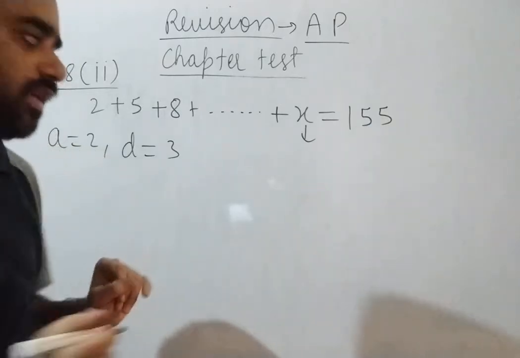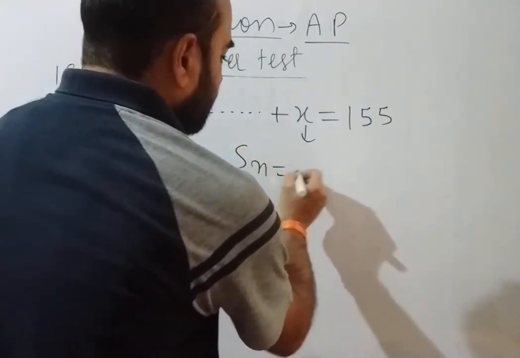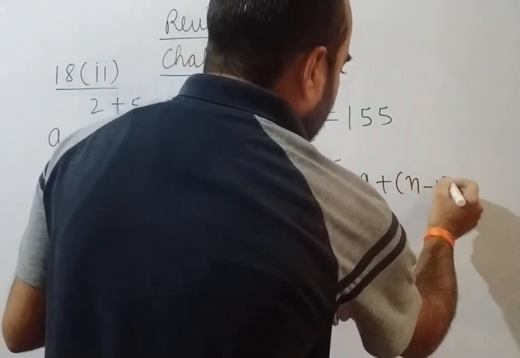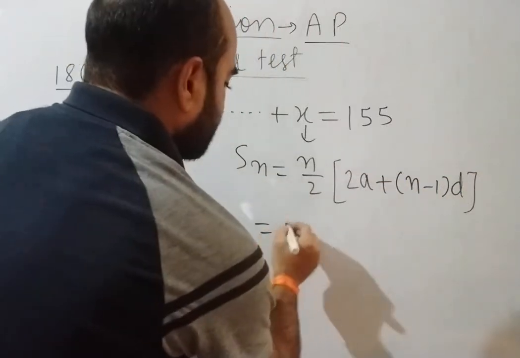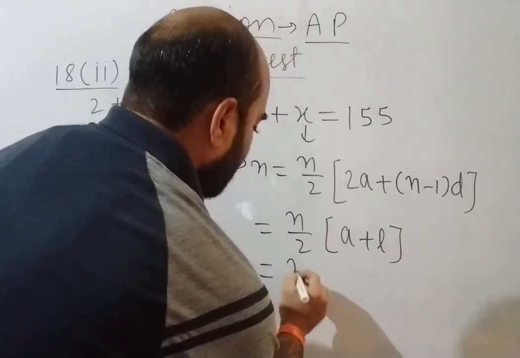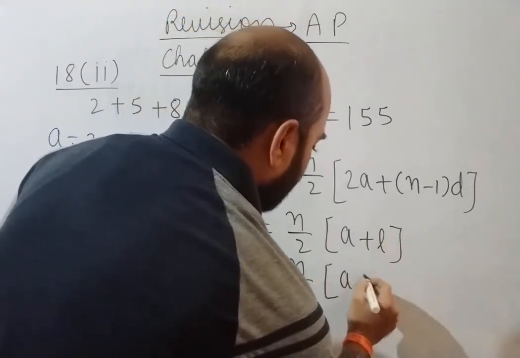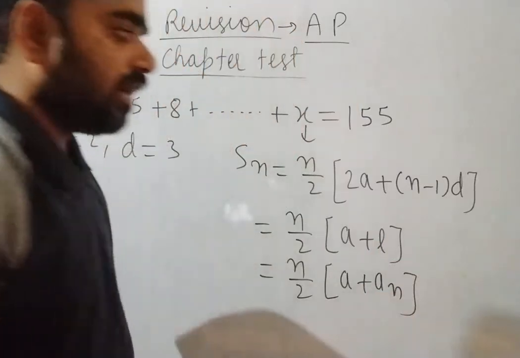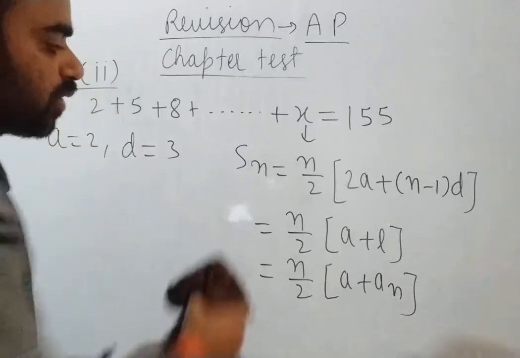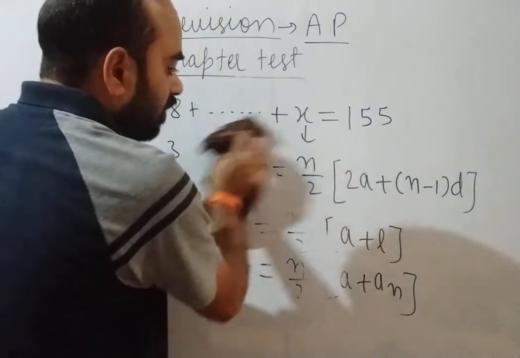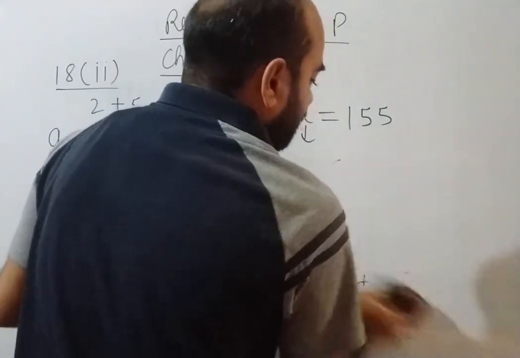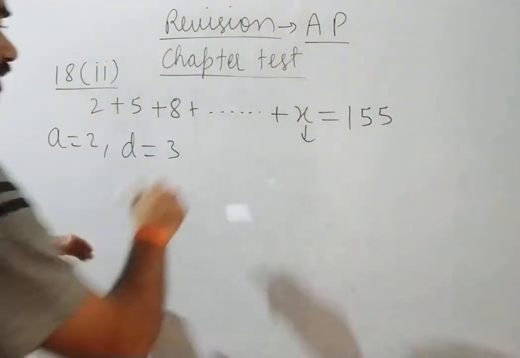The problem is we have three formulas for the sum: n by 2 into (2a plus (n minus 1) d); next is n by 2 into (a plus l), or n by 2 into (a plus an). Correct? In all three formulas, we require the number of terms. So first we will find the number of terms. How to find the number of terms? Very easy. We can use this formula.